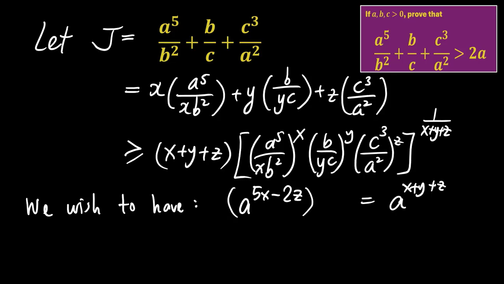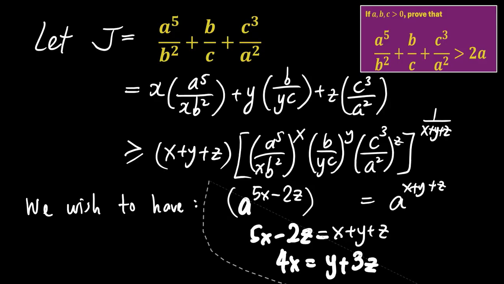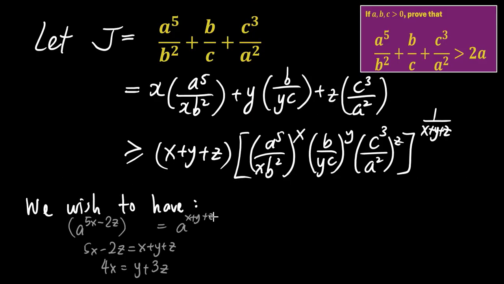In other words, 5x minus 2z equals x plus y plus z, which means that 4x equals y plus 3z. So this is the first thing that we want to have.